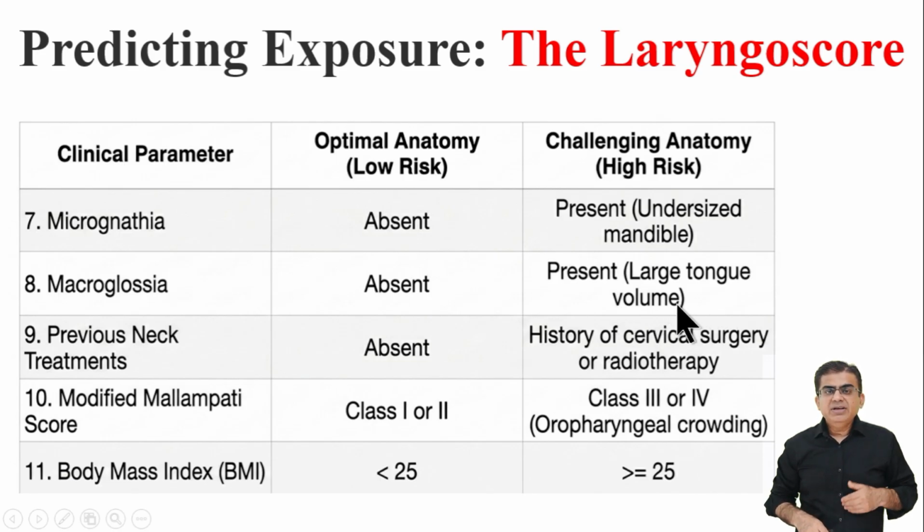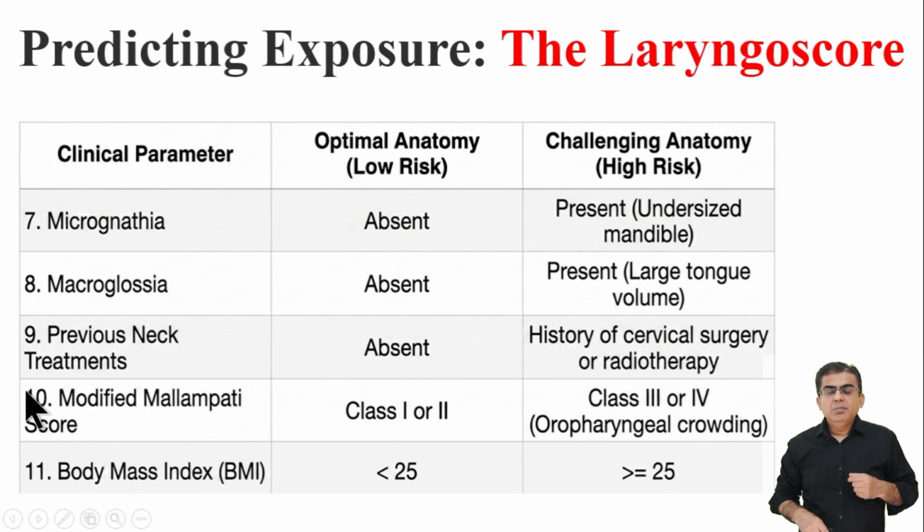Ninth parameter is previous neck treatment. If the patient has a history of open cervical surgery or prior radiotherapy, their neck tissues will be very stiff. This severe fibrosis prevents us from lifting the larynx properly.